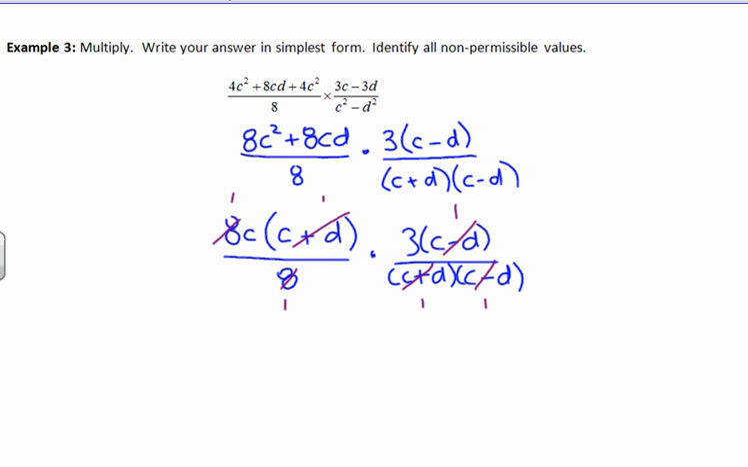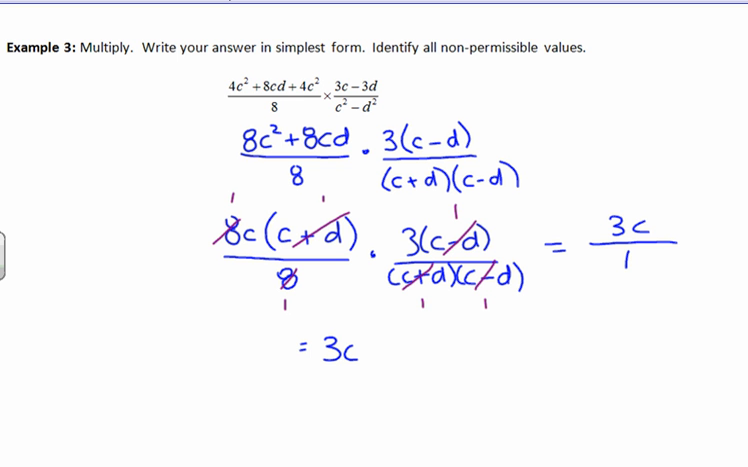Andrew, anything else? No. Okay, so what are we left with on the numerator? What's left over? 3 and a c. And what's left over on the denominator? Just 1. We could actually write that as just 3c. Okay, so here's the thing. We still have to state the restrictions before cancellation.